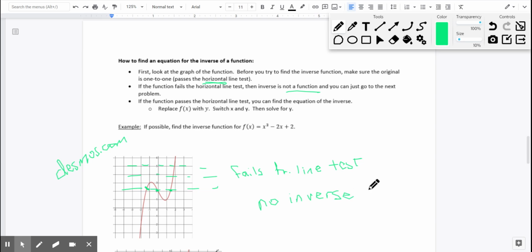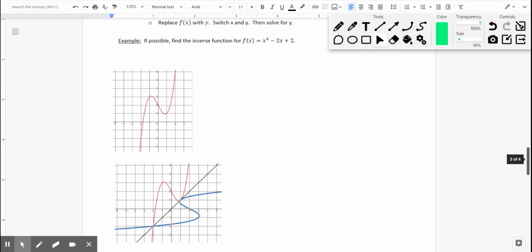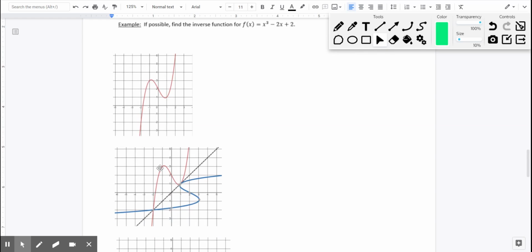Now, of course, I'm going to extend on that just a little bit to explain what we're finding here. The inverse of this does exist. I went on Desmos and I graphed the inverse. So here's the red one. That's the one we were just talking about. And the blue one is the inverse, because if you flip over the line y equals x, the red one becomes the blue one, and the blue one becomes the red one.